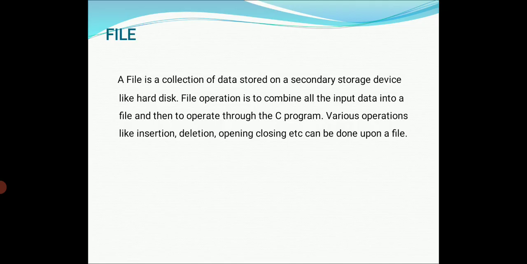The concept is that file. What is a file? A file is a collection of information. The particular definition is: a file is a collection of data stored on secondary storage devices like hard disk, floppy disk, CDs, DVDs, etc. File operation is to combine all the input data into the file and then to operate through C programming. Various operations can be performed on the file, like insertion, deletion, opening and closing the files. These are some of the various operations performed on the file.